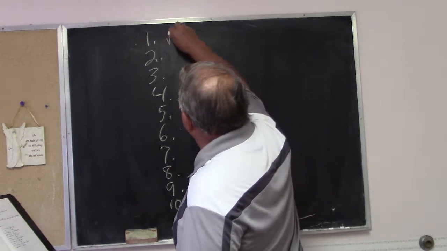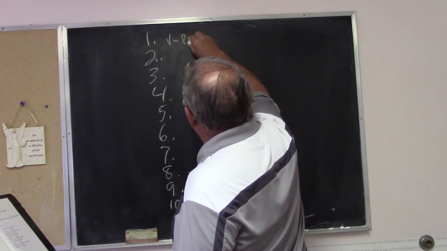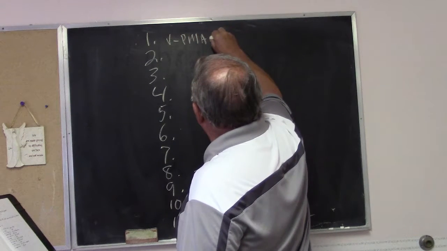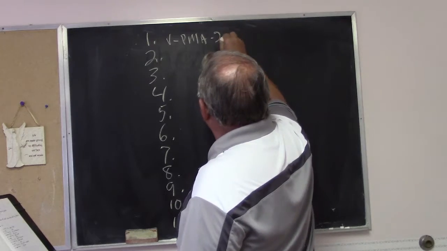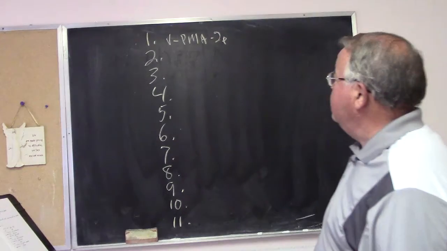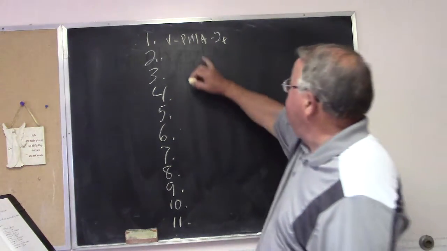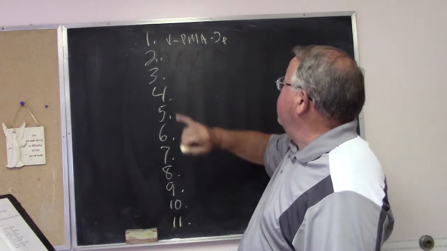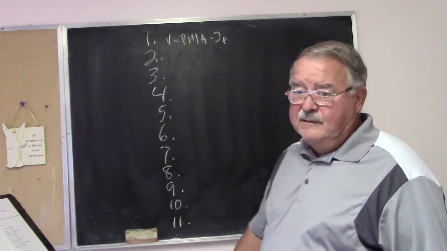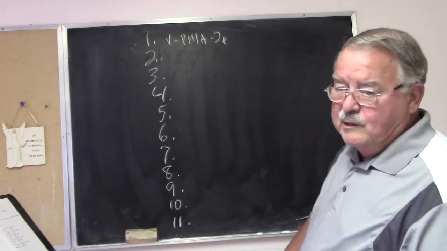V-PMA-2P. 2P. Oh, we've been very close to that before. Yes. What are we doing now? What's being commanded now? That's an imperative, it's in present, and it's active. So what is this verb talking about here?